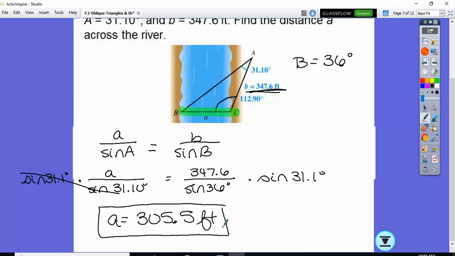You did 180 minus the other two angles, the 31.1 and the 112.9. Other questions?